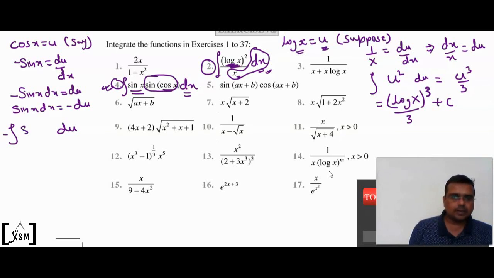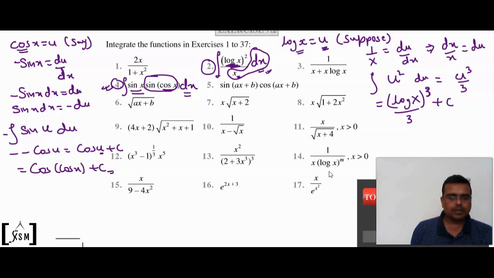I will write sin of cos x, which I have supposed as u, so it is sin u, right? And sin u integration is negative cos u. So two negatives makes cos u plus c. Plus c is the integral constant, and u was my cos x. So I will write cos of cos x plus c. That is my answer, right?